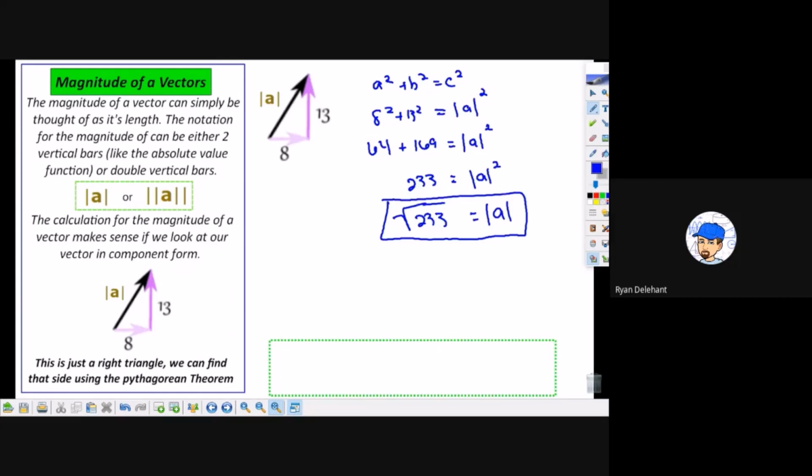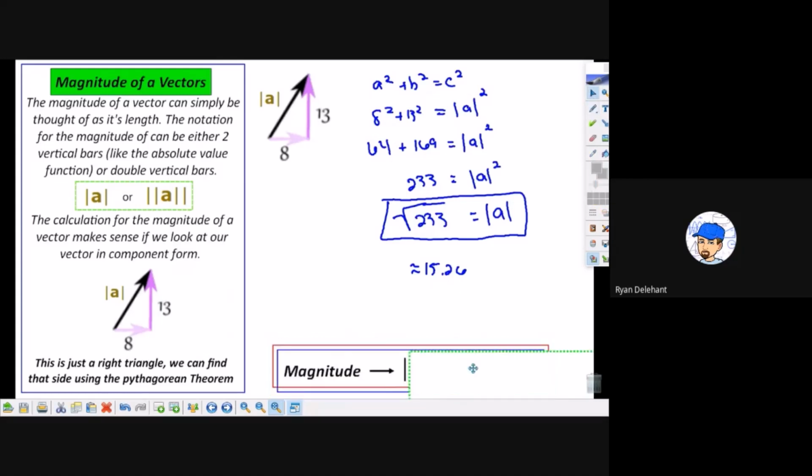What is that about equal to? Anybody actually plug it in? 15.26. Which makes sense because the magnitude should be the longest length inside. It's the hypotenuse of this triangle that we're actually dealing with that's formed. So it should be the biggest one.